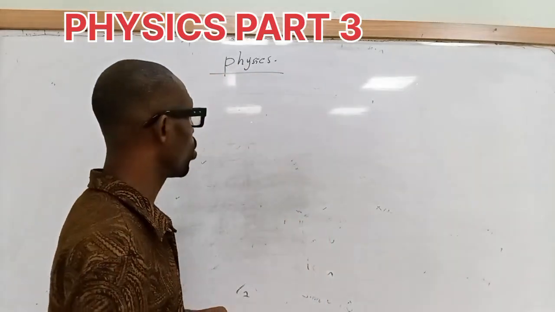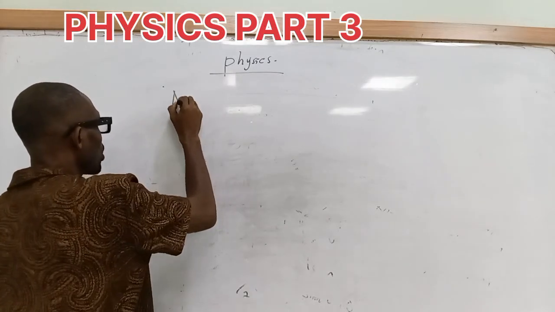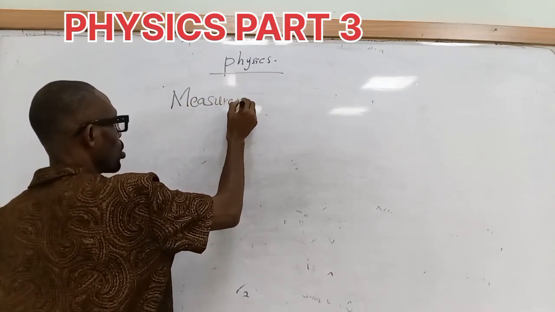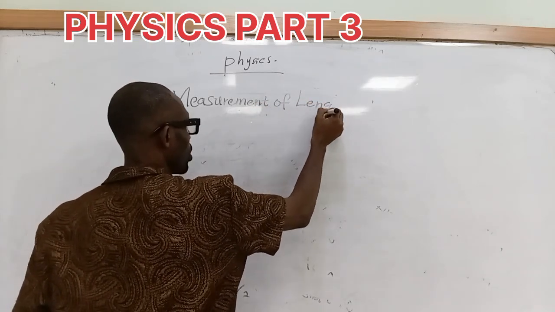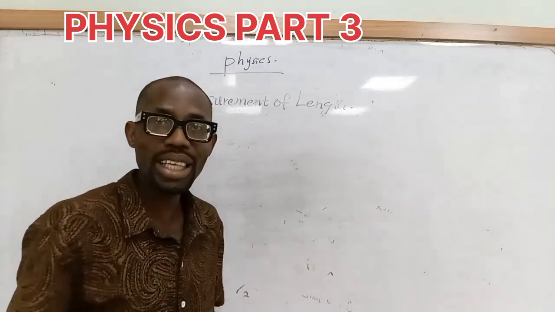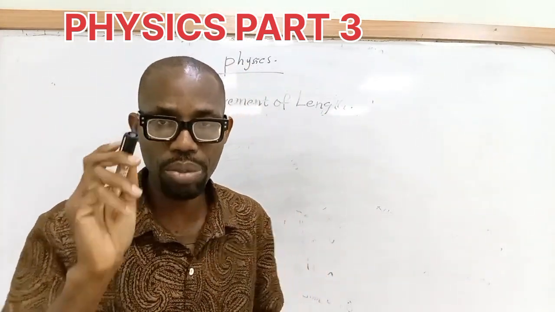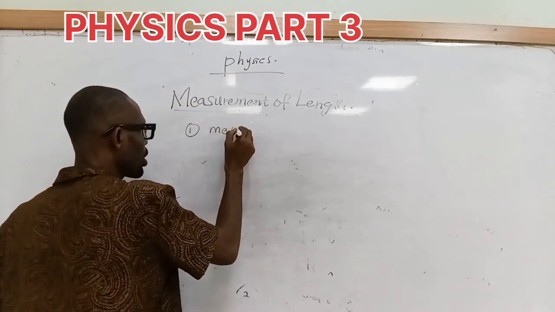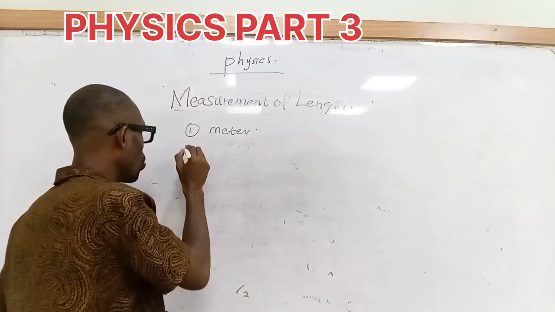Today we are going to move on to talk about measurement of length. Measurement of what? Length. So I'd like you to know this first. Number one, the SI unit. The SI unit of length is meter. The SI unit of length is what? Meter. The next thing you want to ask yourself is, what is meter? Number two, what is meter?